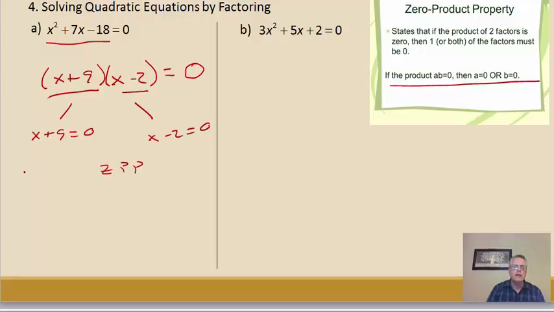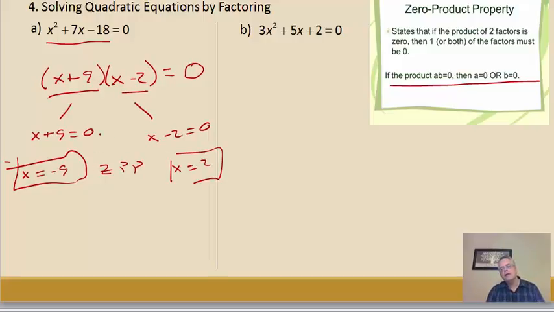If I solve this, I get x equals negative 9 or x equals 2. Now, if x were negative 9, this first factor would be 0, and 0 times anything else is 0. And if x equals 2, that makes this second factor 0, so whatever the first one is, times 0 equals 0. So our two solutions are 2 and negative 9.